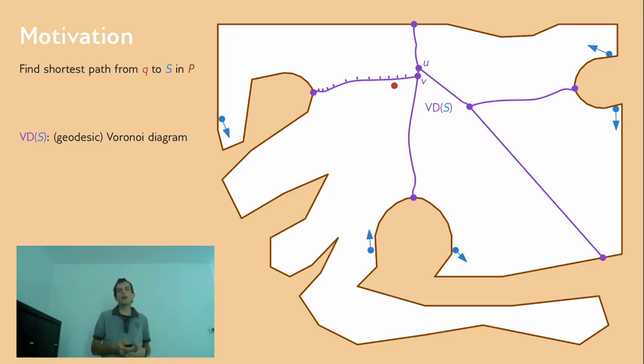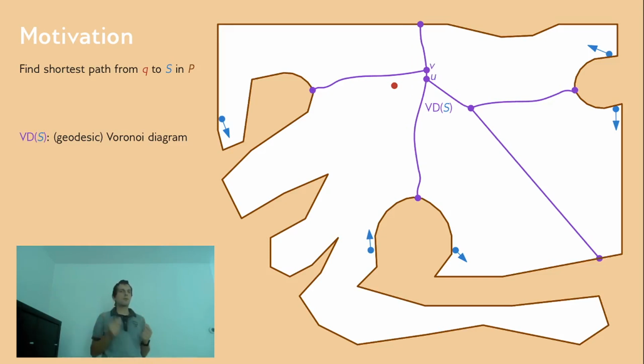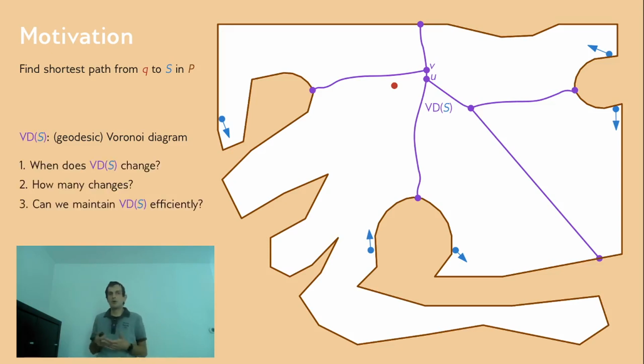Here now this vertex U in purple is above vertex V. But as these sites are moving, at some point you'll see that they flip around, and this changes the structure of the diagram. Basically the question is then, when does that happen? When do these changes occur? How often do they occur? And even if we know that, can we use it to maintain this Voronoi diagram, this structure?